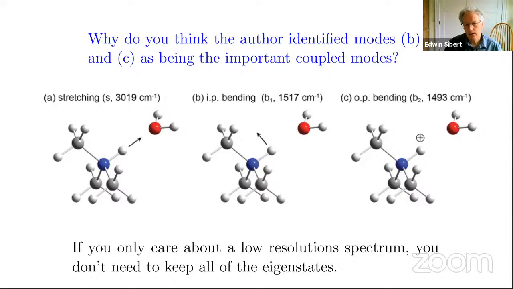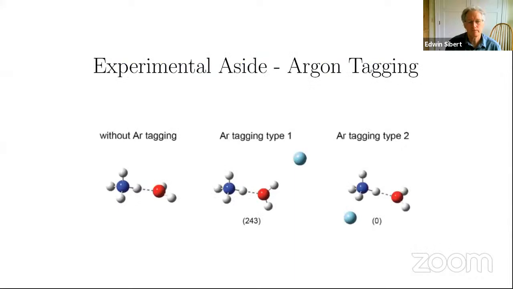important. And then he'll carefully include some more states and make sure that the results don't change too much. Here's an interesting experimental assignment. These experiments are tough. It turns out that when you put a molecule in the gas phase, there are not many of them, and they don't absorb much IR radiation. And so it's really hard to do a direct IR absorption.